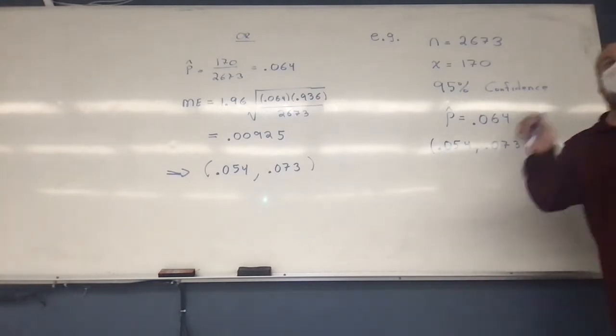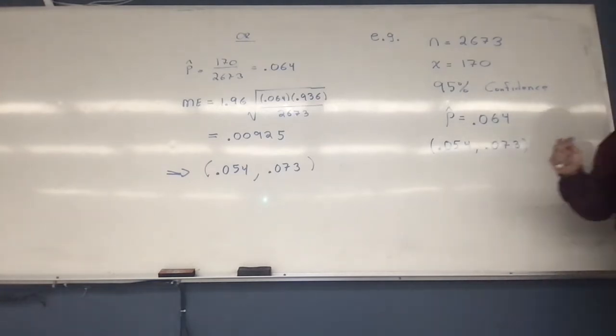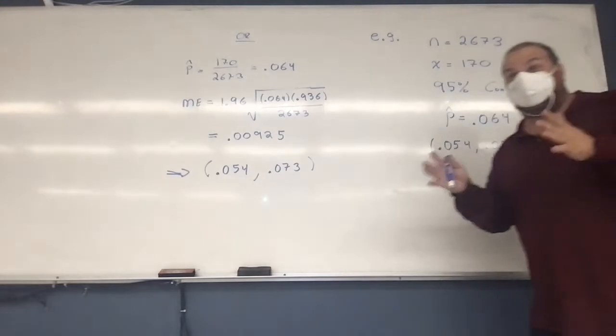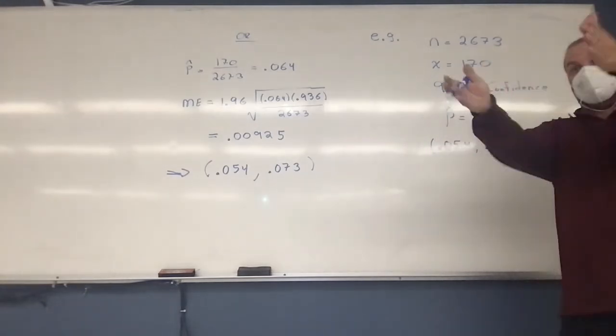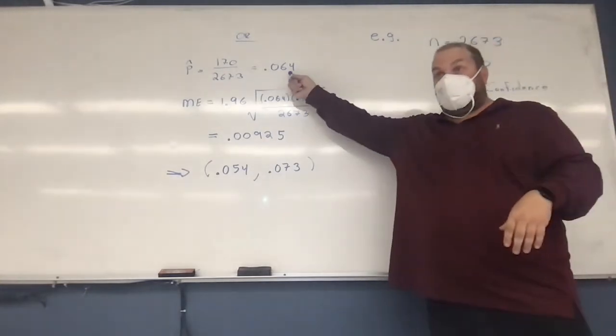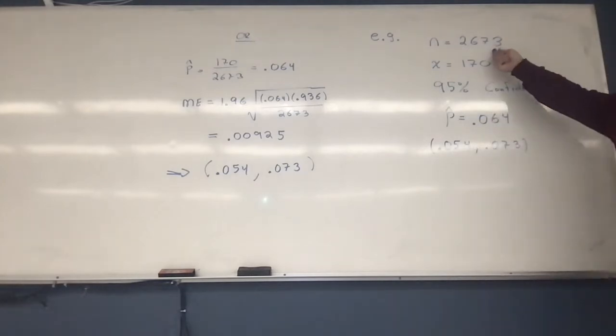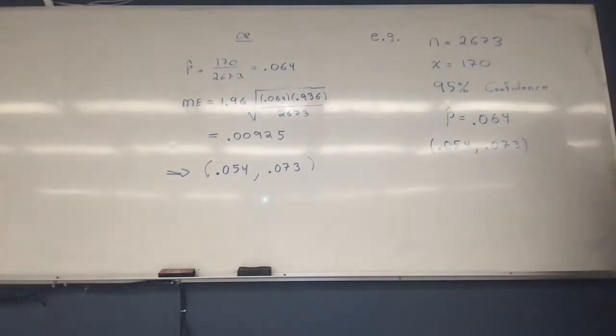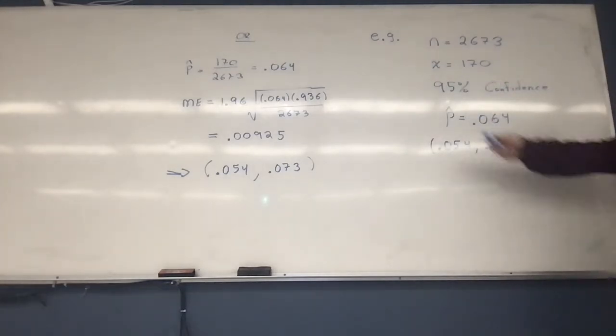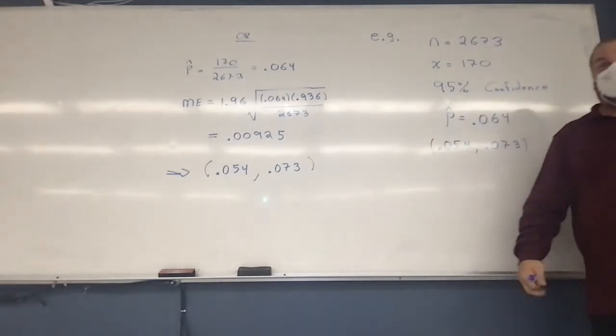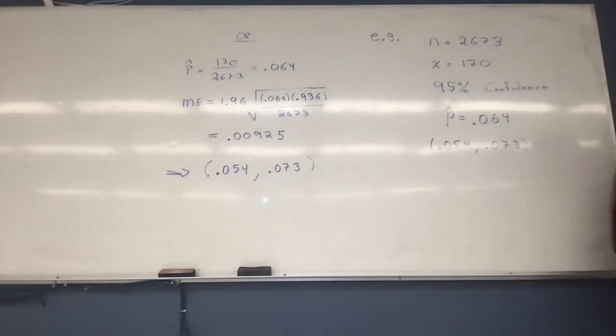I do not know P. I will never know P. The best I can do is guess it by taking a sample and giving me a sample proportion. But didn't they say it's 170? Only of the 2,673 that I asked. What about the millions that I didn't ask? I can't conclude this is a true value, but I'm sure it's around there somewhere.